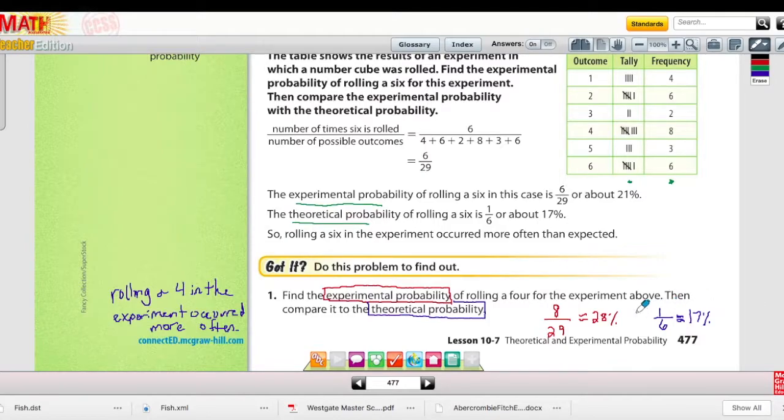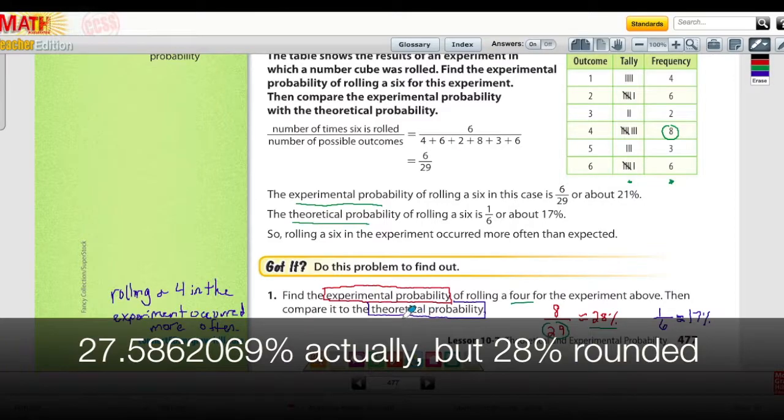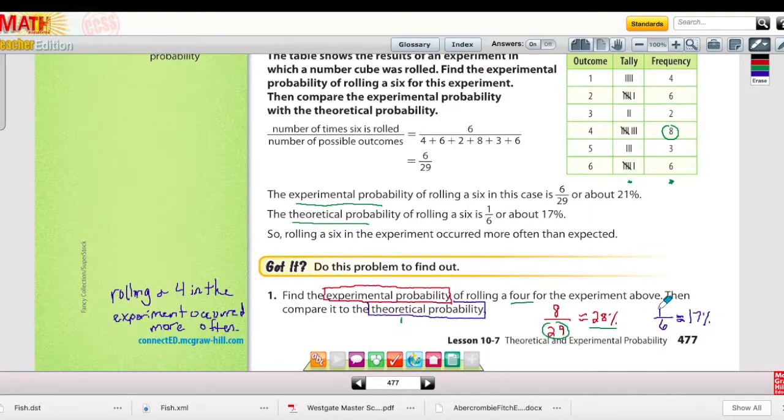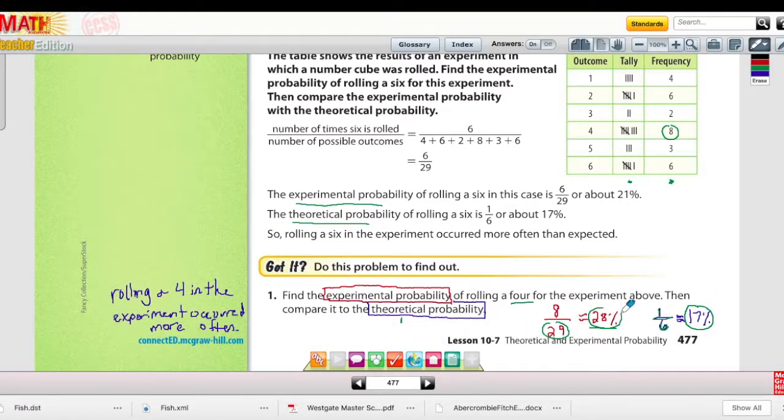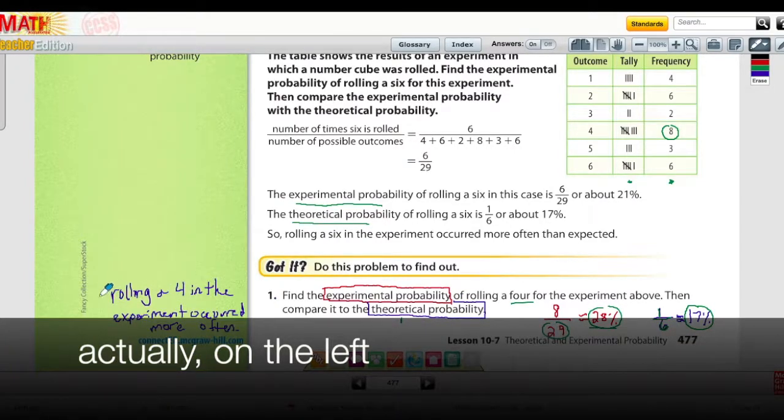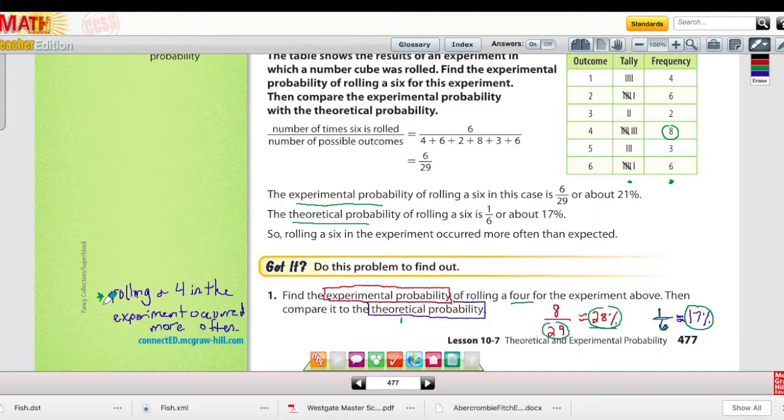So for the got it problem number 1 at the bottom of page 477, what's the experimental probability of rolling a 4 on the experiment above? Well, the 4 was rolled 8 times out of 29 total rolls. 8 divided by 29 is 28%. How did that compare to the theoretical probability? Well, there's only one 4 on the dice, and there's 6 total sides. So 1 out of 6 is 17%. So how did the theoretical probability compare to the experimental? Over here on the right, rolling a 4 in the experiment occurred more often.